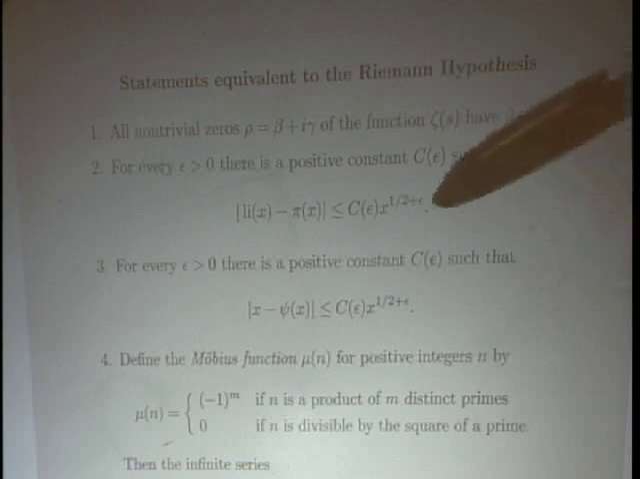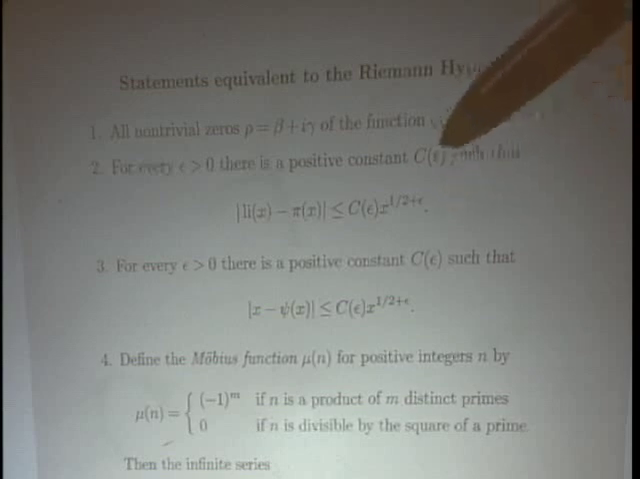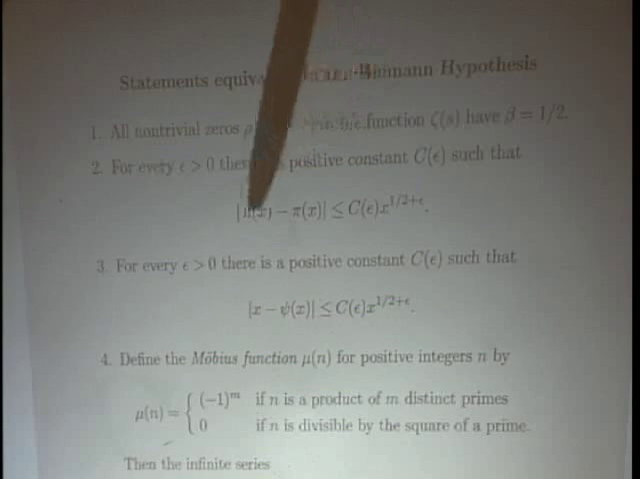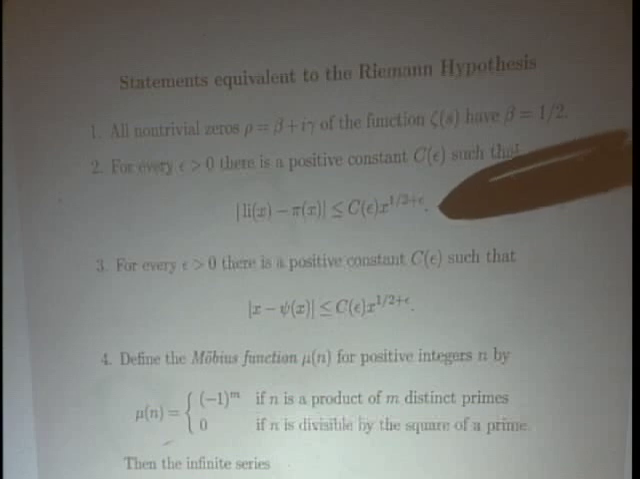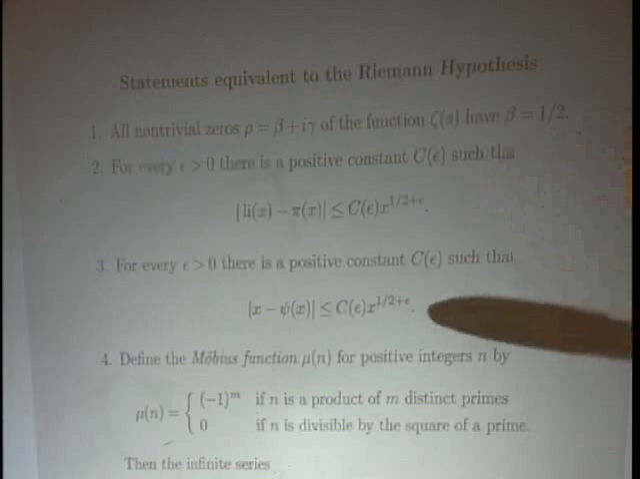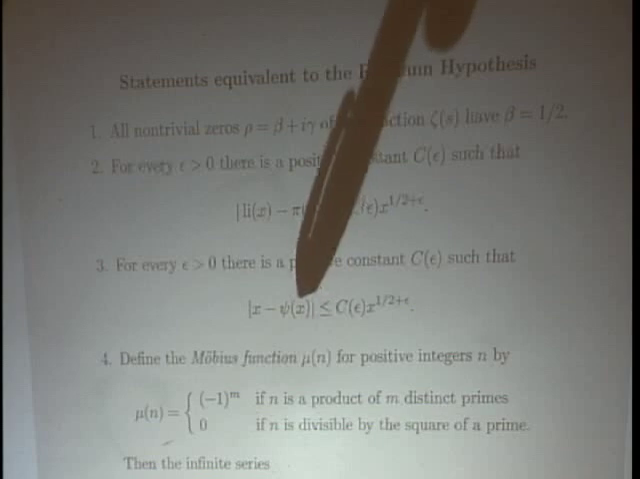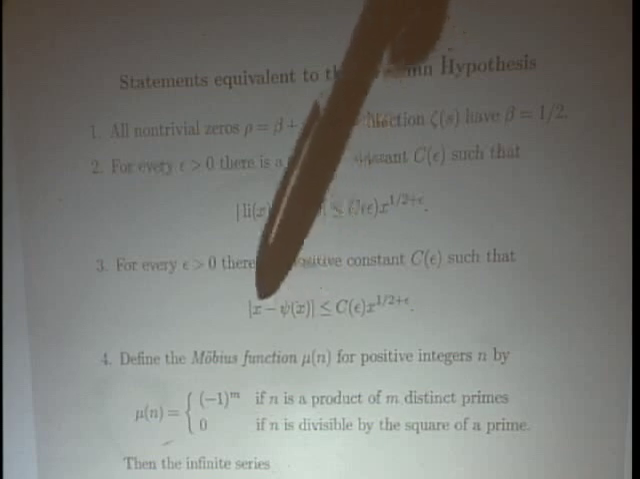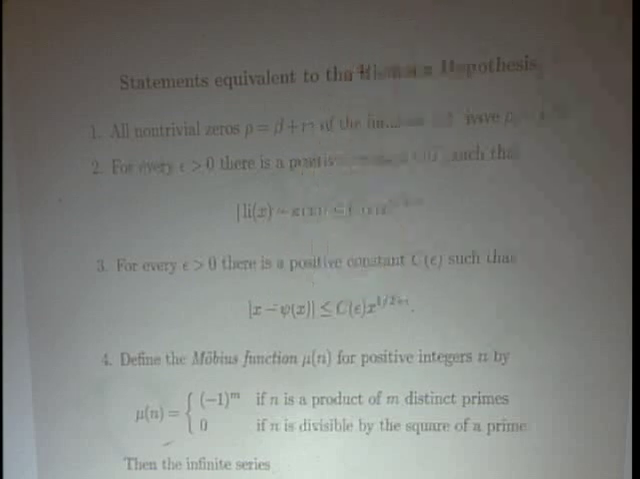For every positive number epsilon, no matter how small, there's a constant that can be computed from epsilon, such that the distance from the approximation Li of x to pi of x is, roughly speaking, square root of x. It's a little bit worse than that, but roughly speaking, the difference is about square root of x. Exactly the same statement can be applied to the approximation of the weighted prime counting function found by Chebyshev. That's well approximated by x. And again, the difference is roughly square root of x.